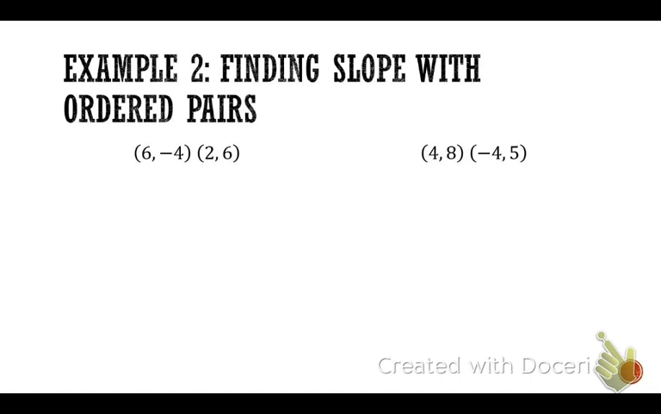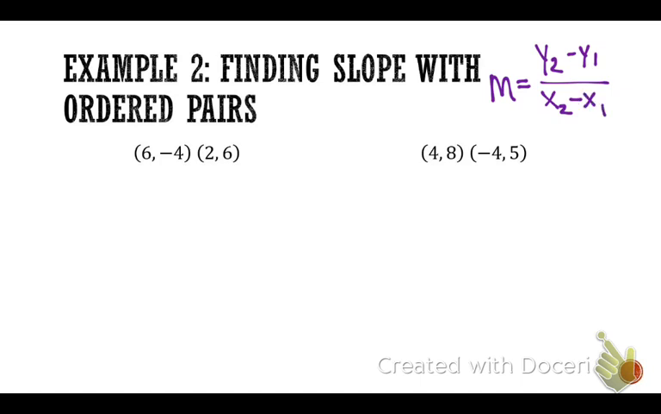So again, like I said at the beginning of the lesson, I'm all about giving you the fastest way to get to your answer. If all you have are ordered pairs, you are going to use the formula. So under example 2, it's not a bad idea to write your formula again. M equals Y2 minus Y1 over X2 minus X1.